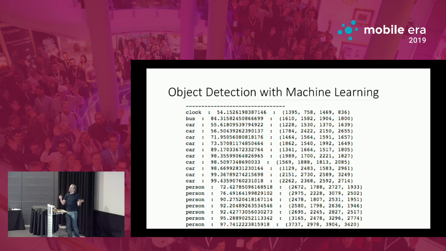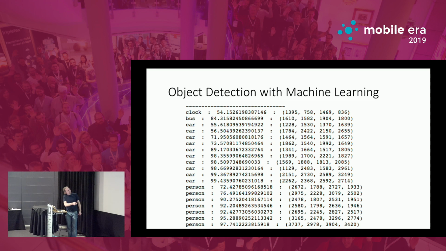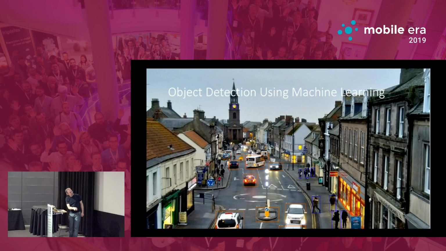Those are the XY of a box surrounding the pixels where the clock is. You can see it's 84% sure there's a bus, and indeed there is a bus in the middle there. It's really sure about a bunch of these cars, like 99, 98, 98. It's not so sure about two of them, and that's because they're not cars, right? It's seeing that right there, and there's a sign back there that it thinks is a car.